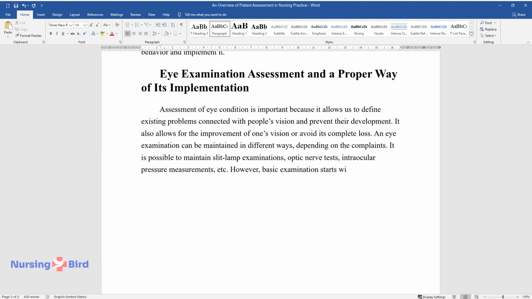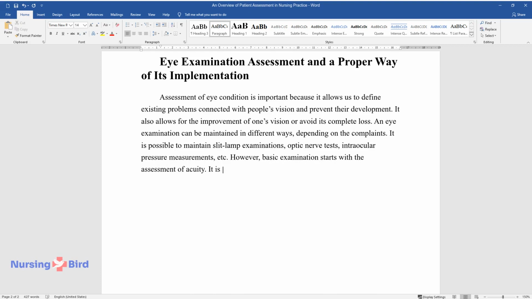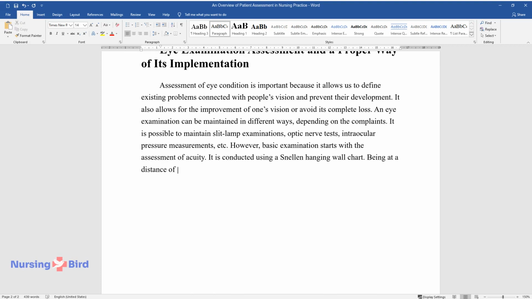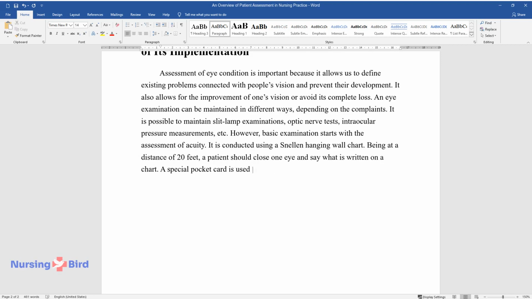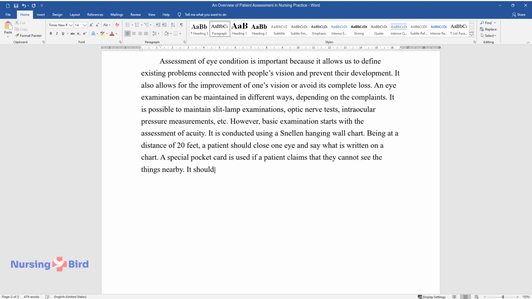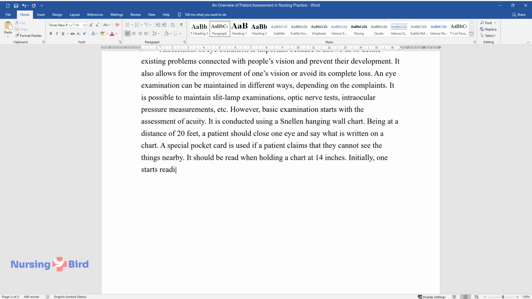However, basic examination starts with the assessment of acuity. It is conducted using a Snellen hanging wall chart. Being at a distance of 20 feet, a patient should close one eye and say what is written on a chart. A special pocket card is used if a patient claims that they cannot see the things nearby. It should be read when holding a chart at 14 inches.